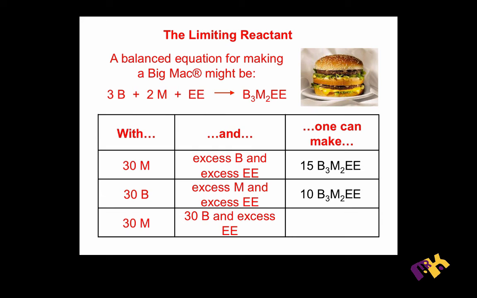So if it takes 3 buns, and we have 30, we can only make 10 with a limitless supply of everything else. But what if we had 30 meats and 30 buns and lots of extra everything else? We could still only make 10. Why is this? Because we're limited by one of the reactants. Shocker. So if we look at a chemical process, it's the same way. When you run out of one of the reactants, you're done. You cannot make any more. Game over. Thanks for playing.